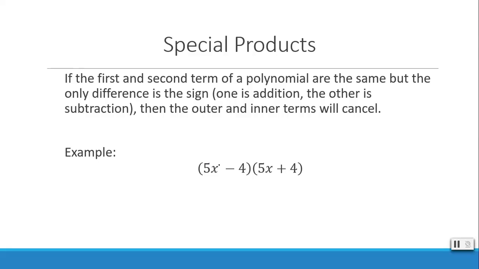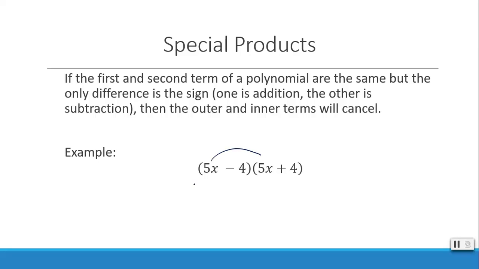Special products are just like the last example that I showed you. You're still going to do the same thing, but in the future, in the next unit, or in Tier 3 actually, when you go to factor, it's going to be important for you to be able to recognize this. So notice everything in here is the same except one is subtraction and one is addition.